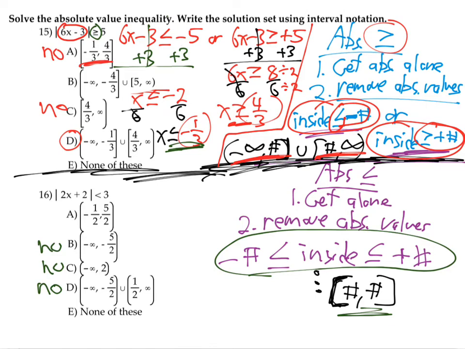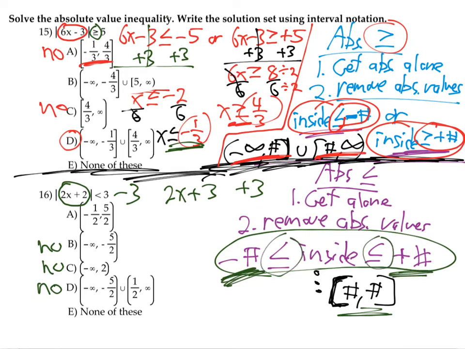Let's see. So how do you do it? You do it as a triple. You put the inside in the middle, right? This inside right here. And then you put a negative 3 on the left and a positive 3 on the right, right? Negative number on the left, positive number on the right. And then both symbols go which way? Less than. Now, we don't have the equals on this one. There's no bar, so I don't put the bar, right? It was just less. You put 2x plus 3.